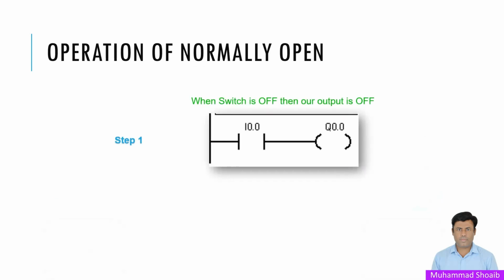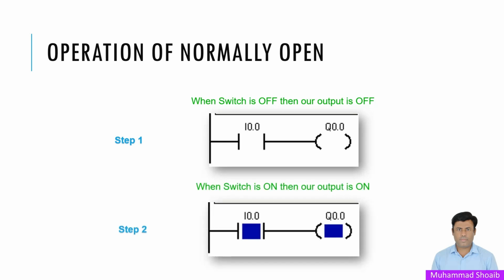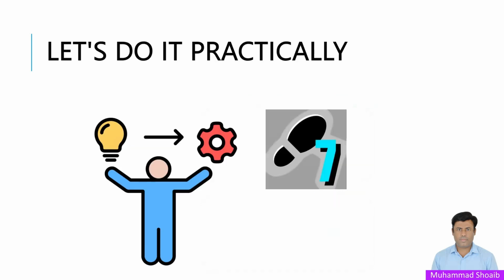So here you can see in our PLC program in ladder language, once the switch is off, our output will also be off, and once our switch is on, our output will also be on, and our motor will also be on. So let's do it practically, how we can program it in the Siemens SIMATIC Manager.